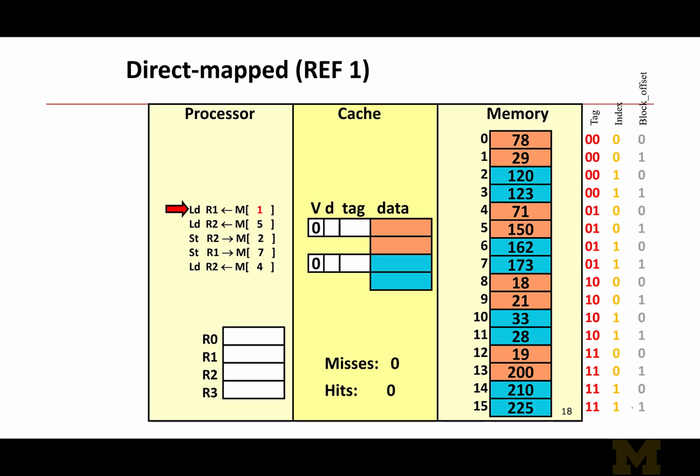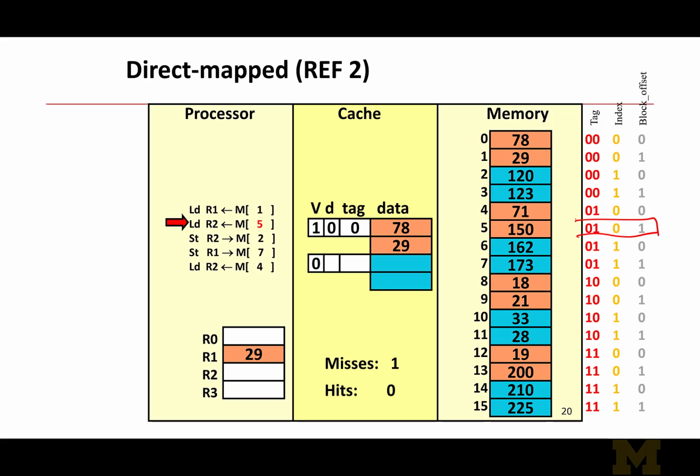So let's take address 1 and split that into different fields. I have done this on the right hand side, so we don't have to keep doing this again and again. So the index is 0, the tag is also 0. So I would update my cache line to reflect that. I have brought in the data, I update my register because it's a load instruction, and it's going to be a miss. I load my second address, 5.